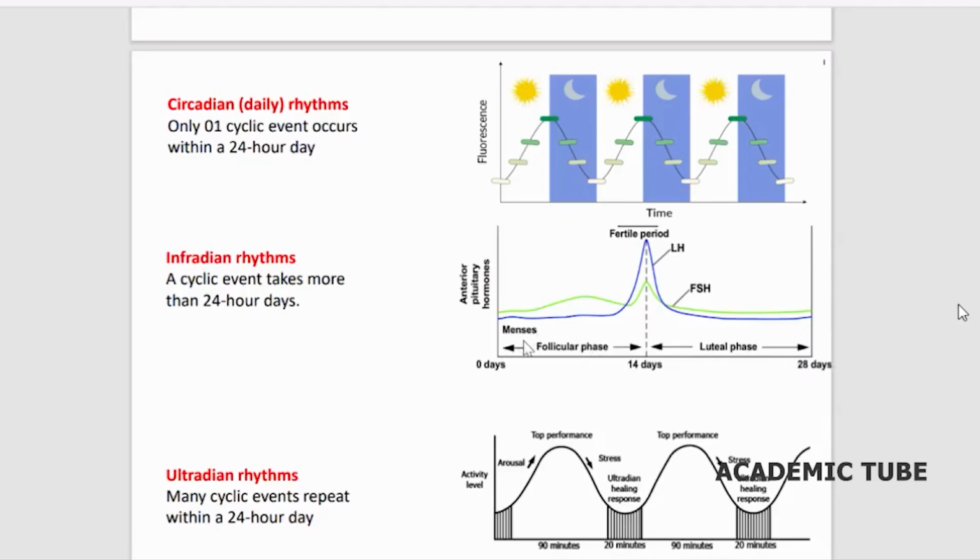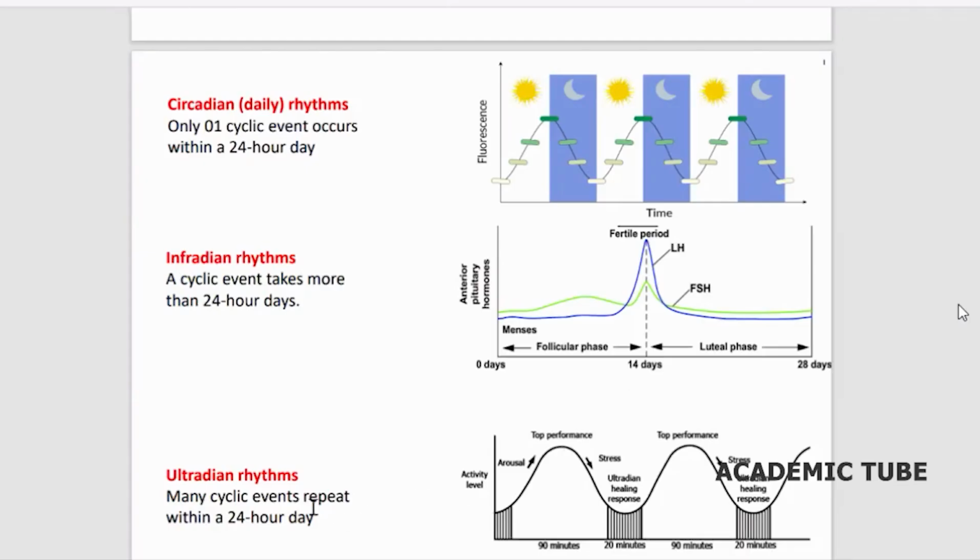So what you see is that during this 28 day period, your LH hormone concentration, your follicle stimulating hormone concentration, as well as the estrogen and progesterone hormone concentrations vary. But to complete this total variation, it takes 28 days, more than 1 day. So therefore, the menstrual cycle is an infradian rhythm. Again, in the next 28 days, the same thing happens, right?